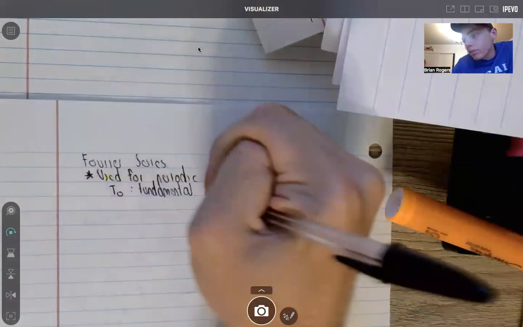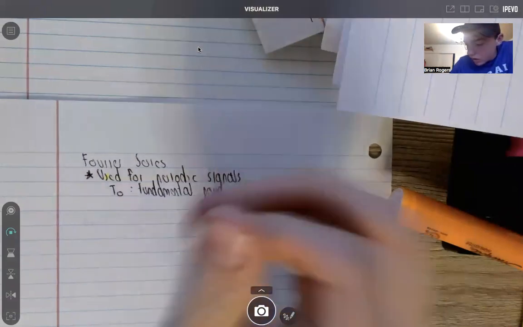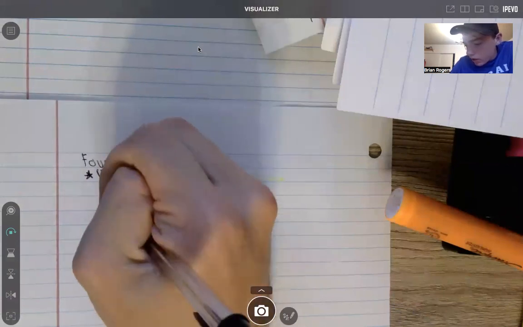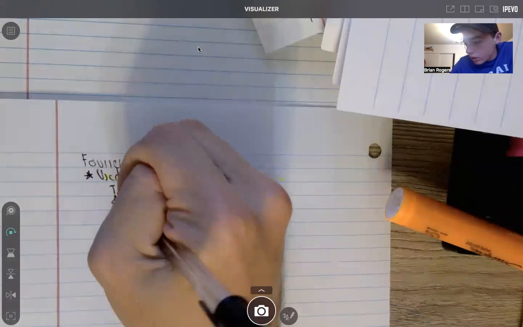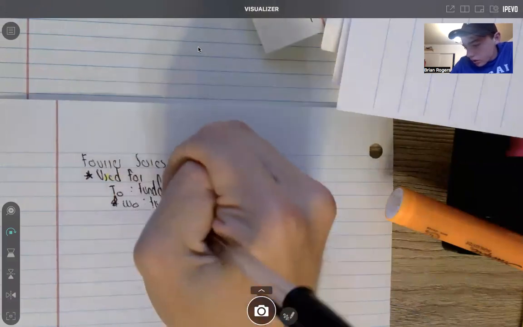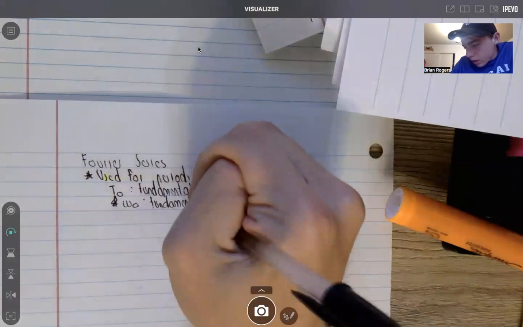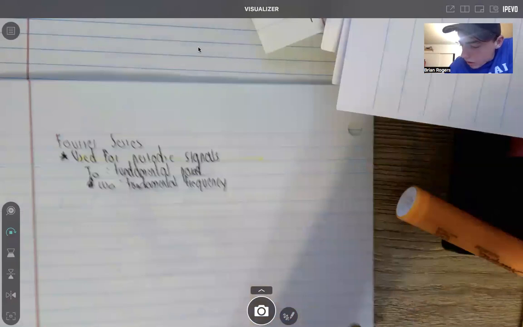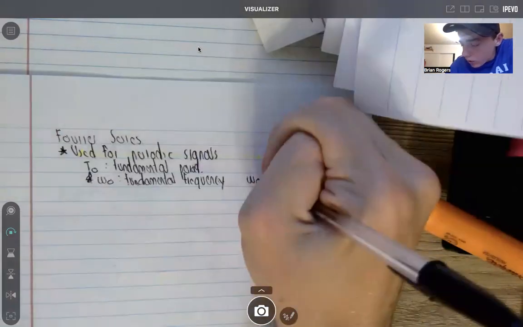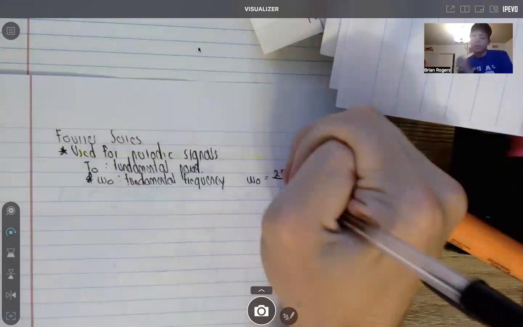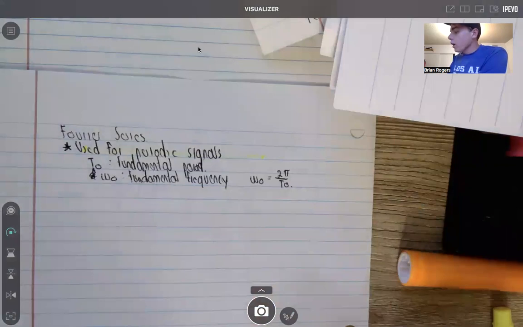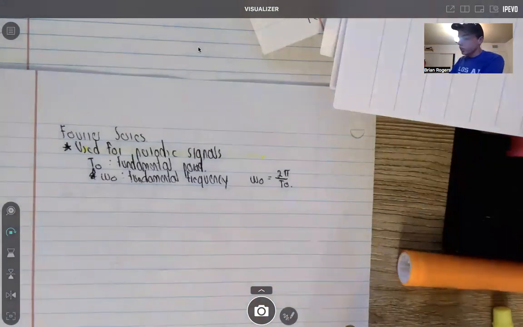And then you're going to have the fundamental frequency. I'm going to use omega naught as your fundamental frequency. You'll see why. How you can find one from the other is omega naught is equal to 2 pi over your fundamental period. And so what we're going to do is see different representations of our Fourier series.